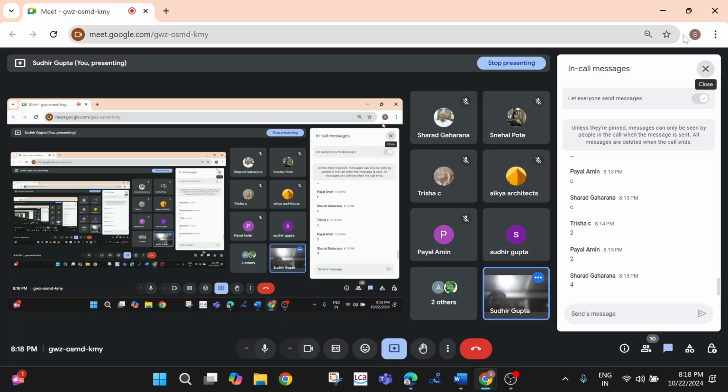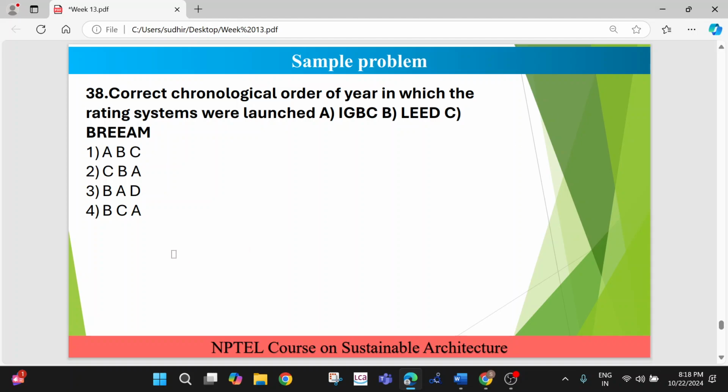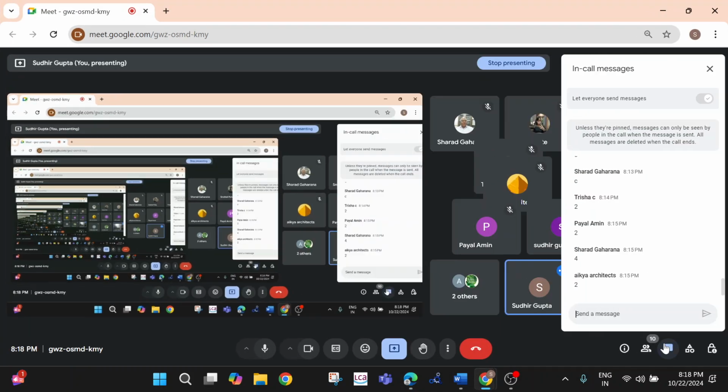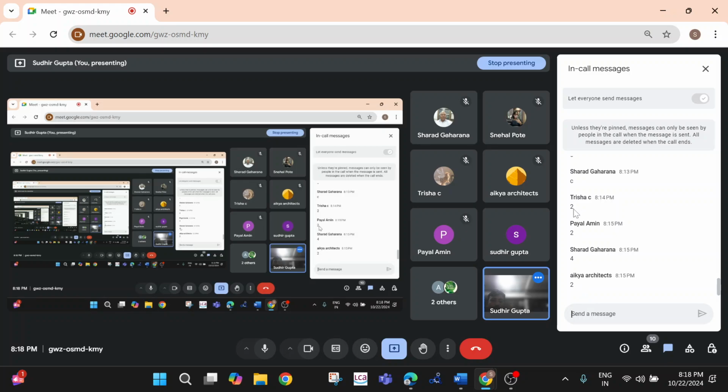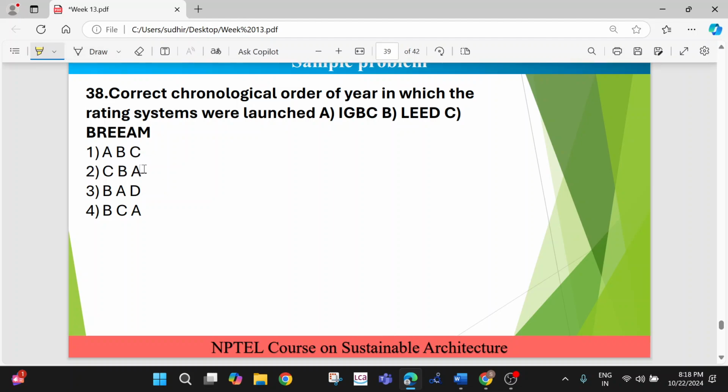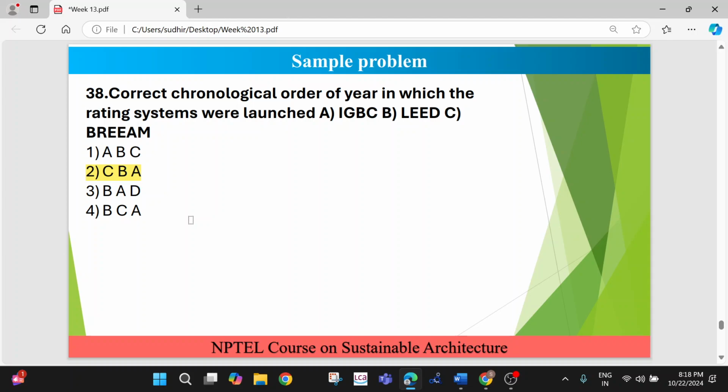2 to 4. Most of you are answering C. Sorry, CBA option 2. If I am not wrong, yeah, 2. So option B is the right answer for this question. The correct chronological order for these rating systems is CBA.